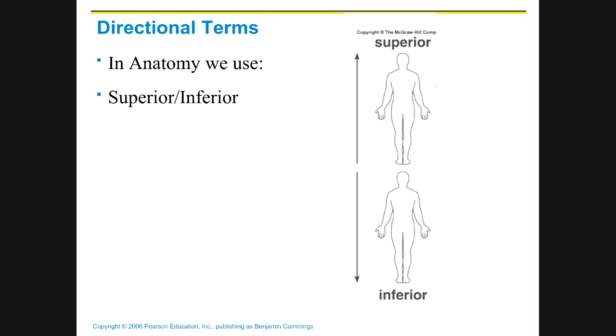Let's look at superior and inferior first. So superior means above, and inferior means below. So if you think about this, if here's your heart and here's your brain, the brain is superior to the heart. But here's your heart and here's your bladder. The bladder is inferior to the heart. Does it make sense to everyone?